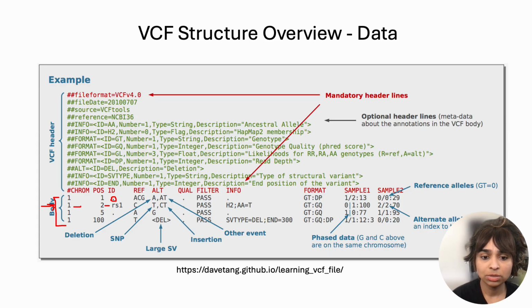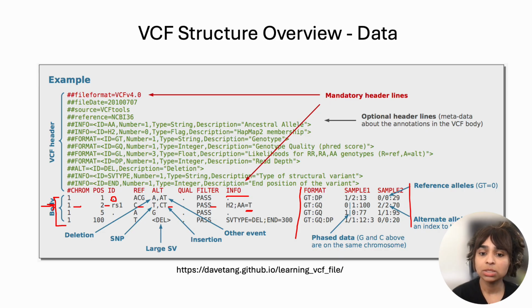Let's go to the next column, reference, which at this position is C, and the alternate alleles, which are T and CT. The filter says PASS, so this variant has met all the quality checks, and that's great. Now let's go to the next column, which is INFO. This is an important one. The INFO tells us about the ancestral allele, which is T in our case, which I had explained in the previous slide. Now let's go to the other section, and these are the important sections.